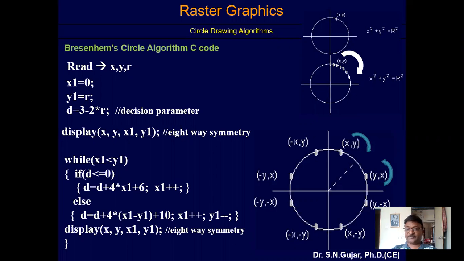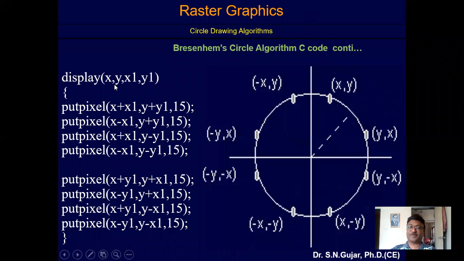Now, what is the A2A symmetry? See, suppose this is my A2A symmetry that I have put. Now, that A2A symmetry function. Okay, so how can I write the A2A symmetry function? The display is my A2A symmetry function. So what are the parameters? x, y is nothing but the center. x1, y1 is the point that I have considered on the top.